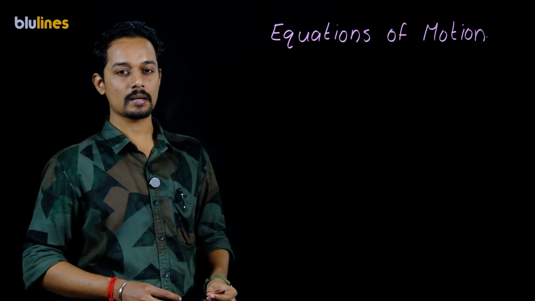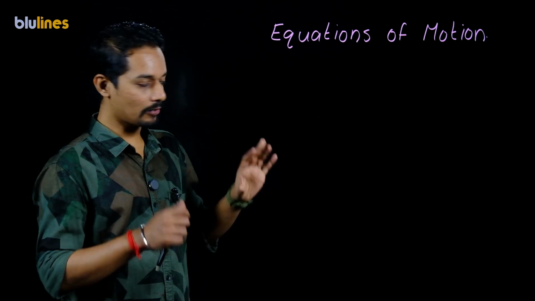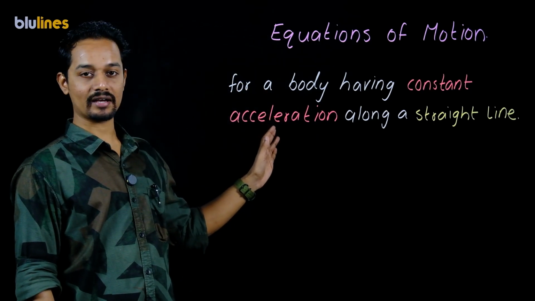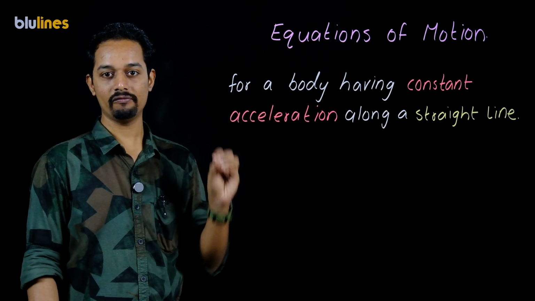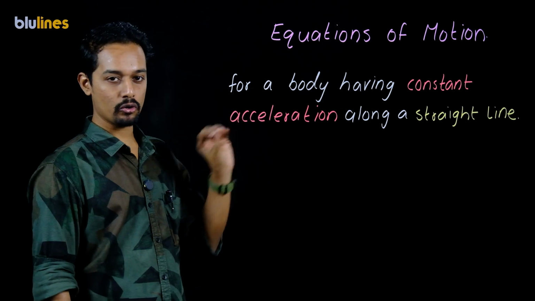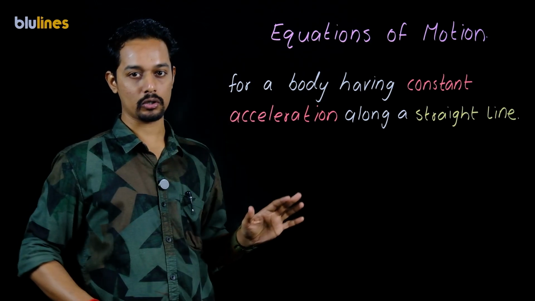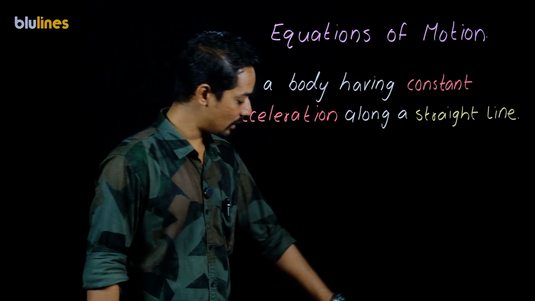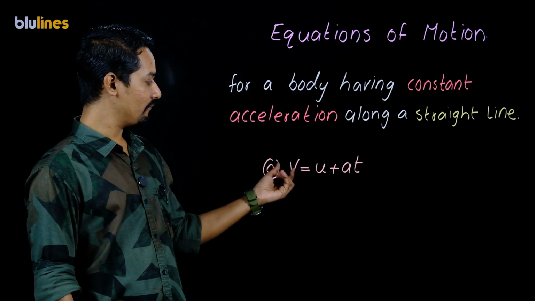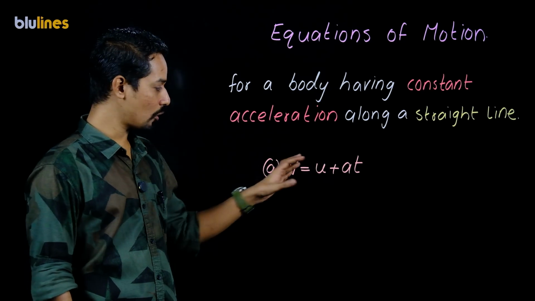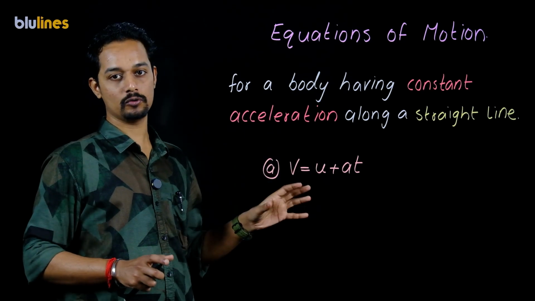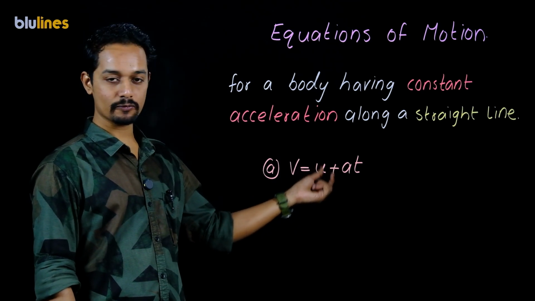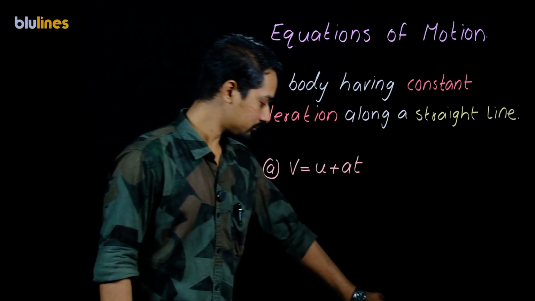Now let's discuss equations of motion. Whatever formulas we are going to discuss are applicable only when we have constant acceleration along a straight line. If you have a curved motion or non-uniform acceleration, these formulas are not applicable at all. So this is the condition in which these formulas work. We have three formulas. The first formula is simply v equals u plus at. This is obtained by rearranging a equals v minus u by t. Here v is final velocity, u is initial velocity, a is acceleration and t is time.